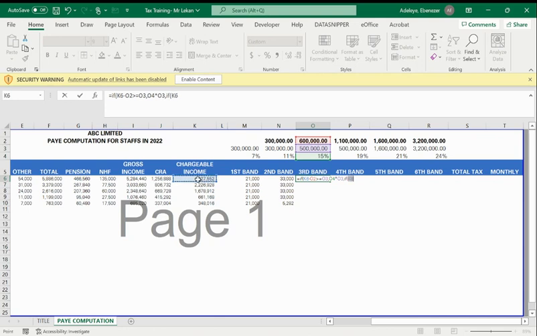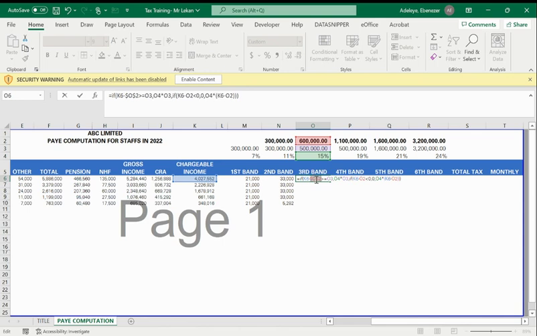So if the difference is less than zero, this is negative. If it's less than zero, let us give us zero. Else, let us give us the rate multiplied by the difference, pardon me. The difference, that is chargeable income minus 600,000. Put my parentheses three times, then fix my references.